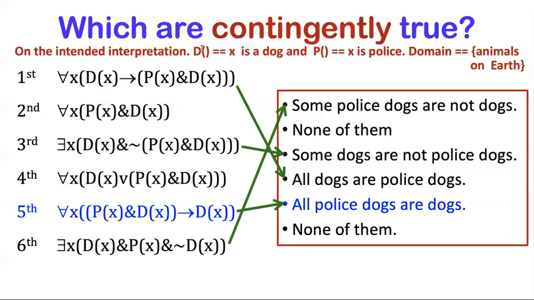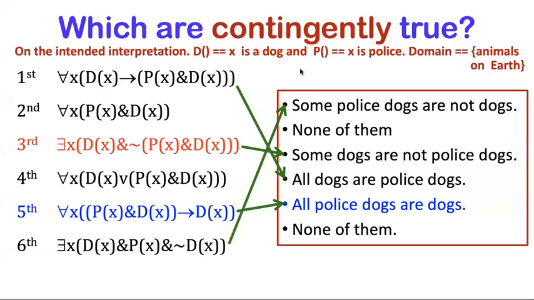So I'm already interpreting D to mean is a dog and P to mean is police, like we said before. My domain is all the animals on Earth. Now I want you to tell me which of these things is contingently true or not on that interpretation and domain. Okay, I really mean you to pause your videos to try to figure this out. Again, what I recommend is to think about them in English.